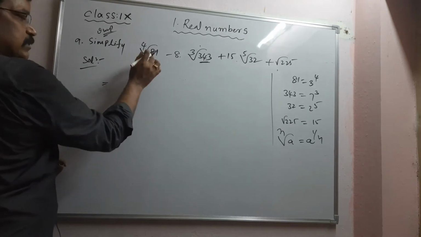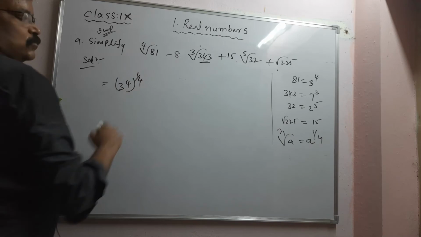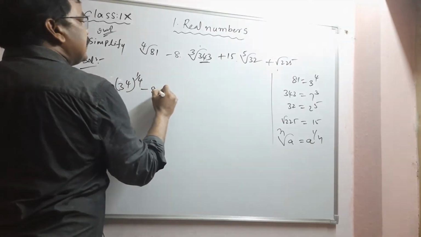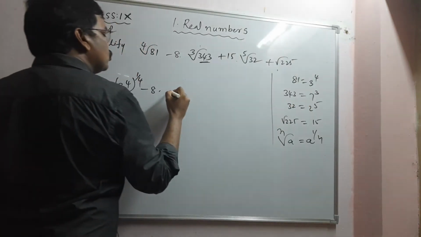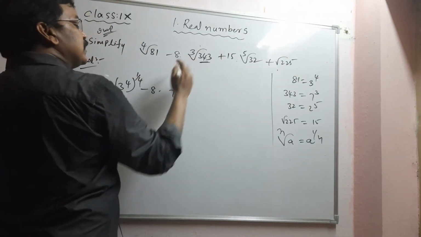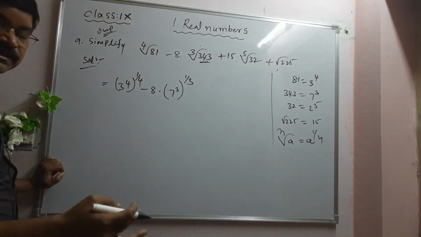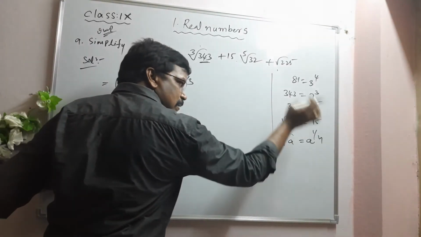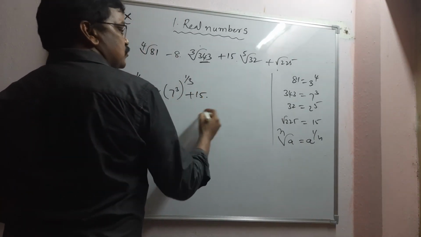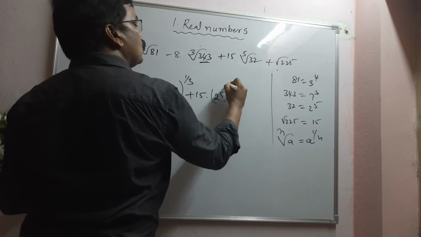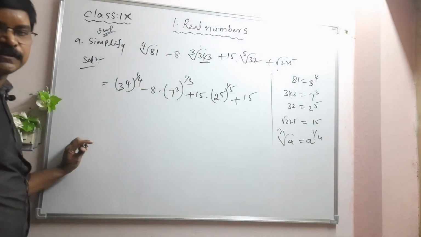As I told you, this 81 can be written as 3 to the power of 4 whole to the power of 1 by 4 minus 8 times this cube root 343. 343 can be written as 7 cube. Nth root a means a to the power of 1 by n. Understand? Right. Plus 15 times this is 2 to the power of 5 whole to the power of 1 by 5. So finally root 225 means 15.